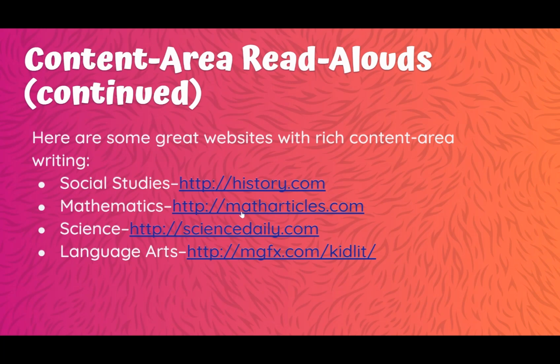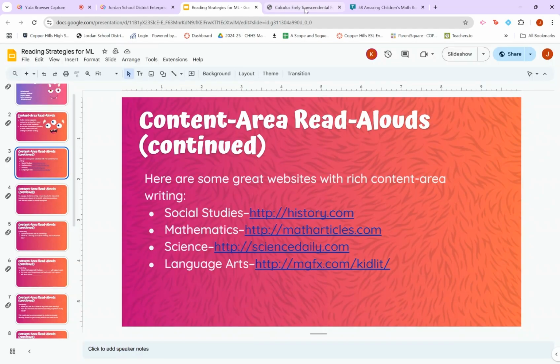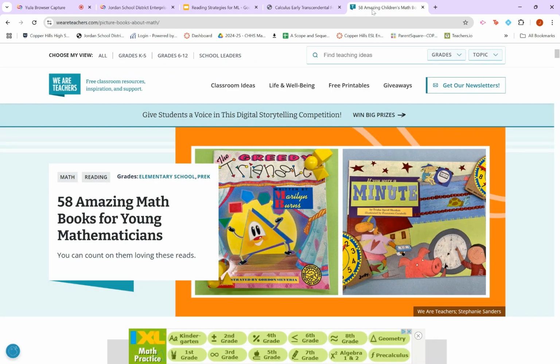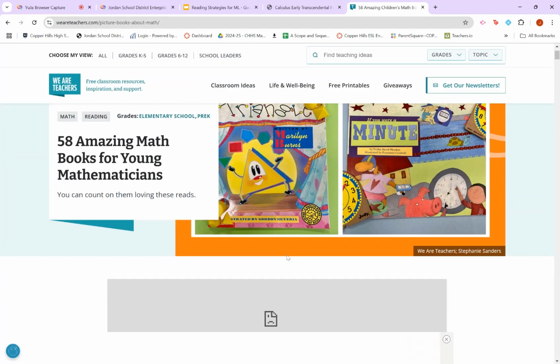When I went to the one for math, I found one that had a lot of articles on calculus, which is fine for upper level students that maybe would like to work on this. So MLs that are at that level would enjoy some of these articles, and that's a great resource. But for lower level students like those that I teach, I kind of struggled finding something.